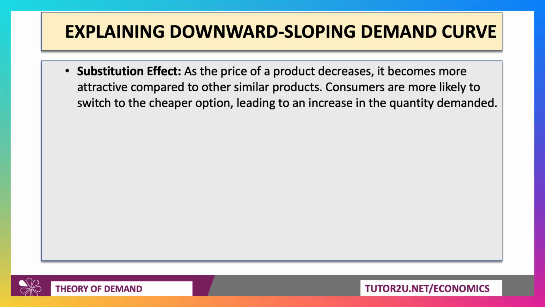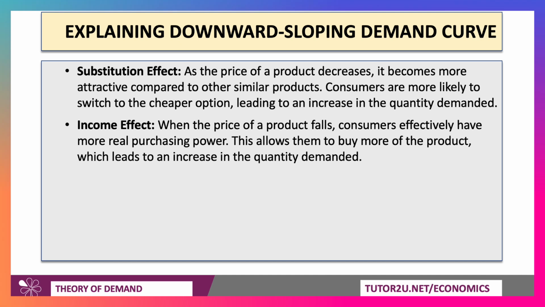So why does the demand curve slope downwards? Well, the substitution effect says that when something becomes cheaper, it becomes more attractive price-wise compared to other similar products. So people are likely to switch to the cheaper option, leading to an expansion of demand. There's also something called the income effect. When the price of something goes down, consumers effectively have more real purchasing power. With a given amount of money income, they can now buy more of the product. And again, that should increase demand.